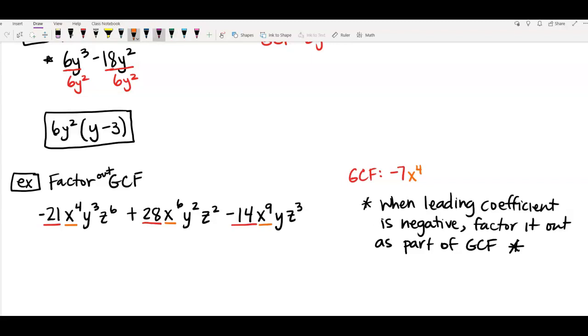Okay, then let's look at our y's. So we've got a y to the 3rd, a y squared, and a y to the 1st, right? And so again, the one with the smallest exponent is just a y. So y is going to be part of our GCF. And then let's look at our z's now. So we've got a z to the 6th, a z squared, and a z to the 3rd. Z squared is our smallest exponent. So that's what's going to come out as far as our z's go.